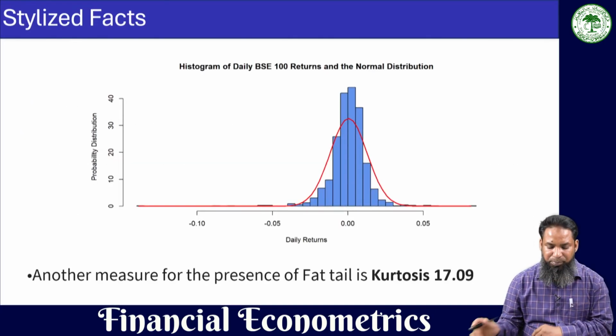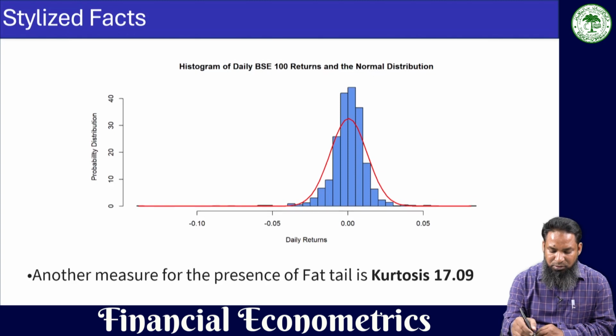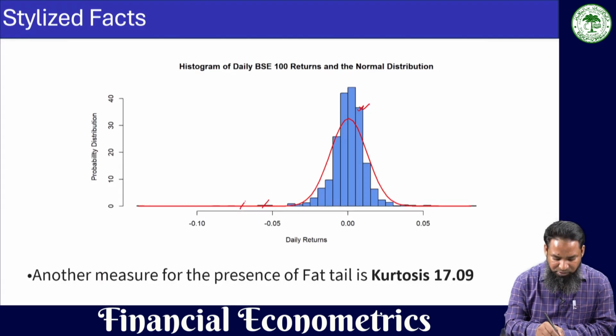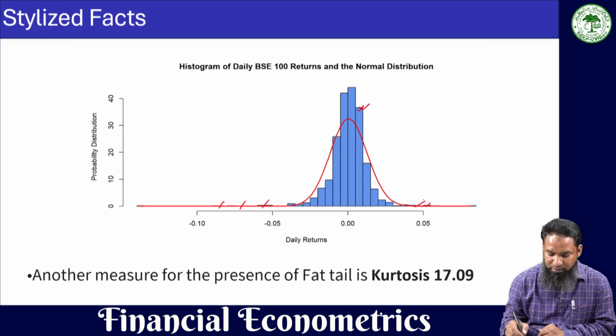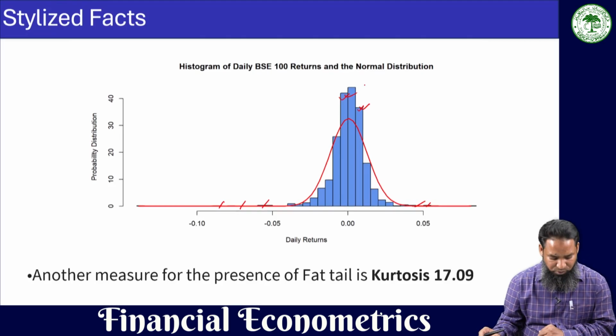Let us see here, we have plotted the distribution of the BSC 100, then we have superimposed the normal distribution. So what we can observe is that we have the fat tails here, here, and here. We can see this is not following a normal distribution.